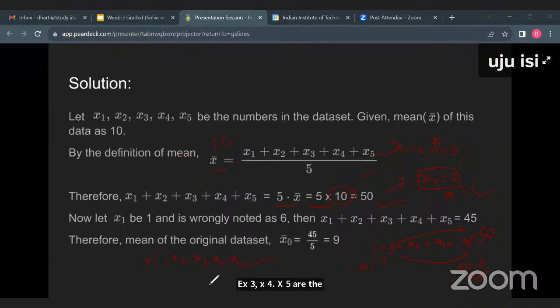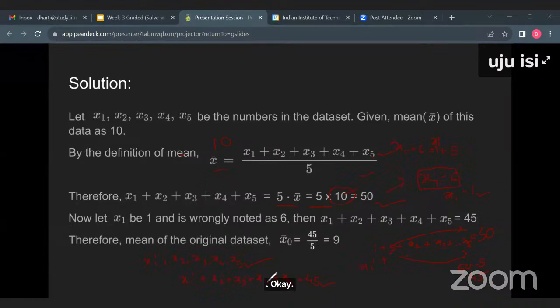Okay, and I have found that the sum of this original data set is 45, right? Does anyone have a doubt here? Please ask. Okay, so I will calculate the new mean now.